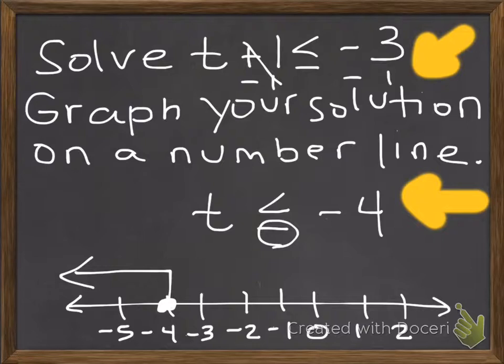And then we need to graph it on a number line. So we look at the symbol, and if it's a less than or equal to, or if it's a greater than or equal to, you're going to put a closed circle at the number because it includes the number. And then if it is less than, we're going to point the arrow towards numbers less than that number. So I pointed it to the left, and it's a closed circle at -4.